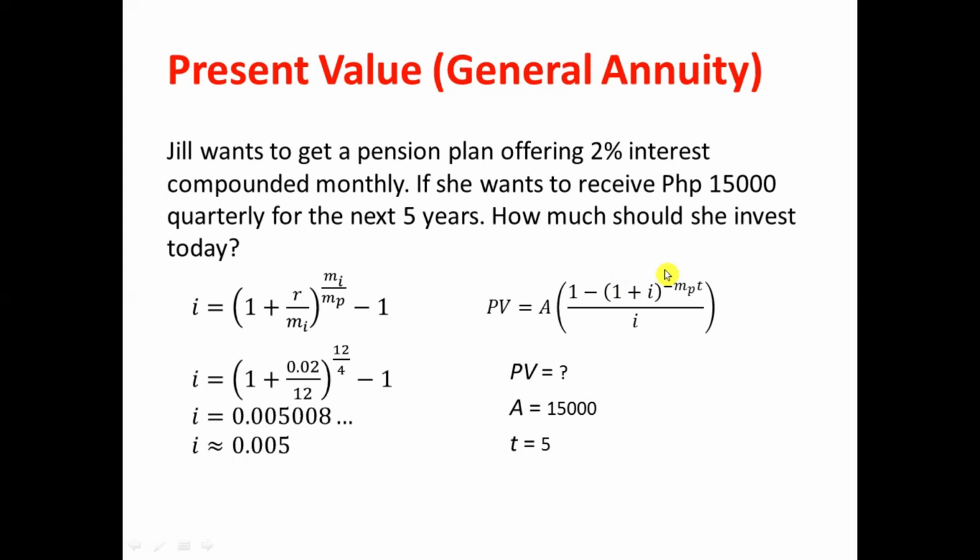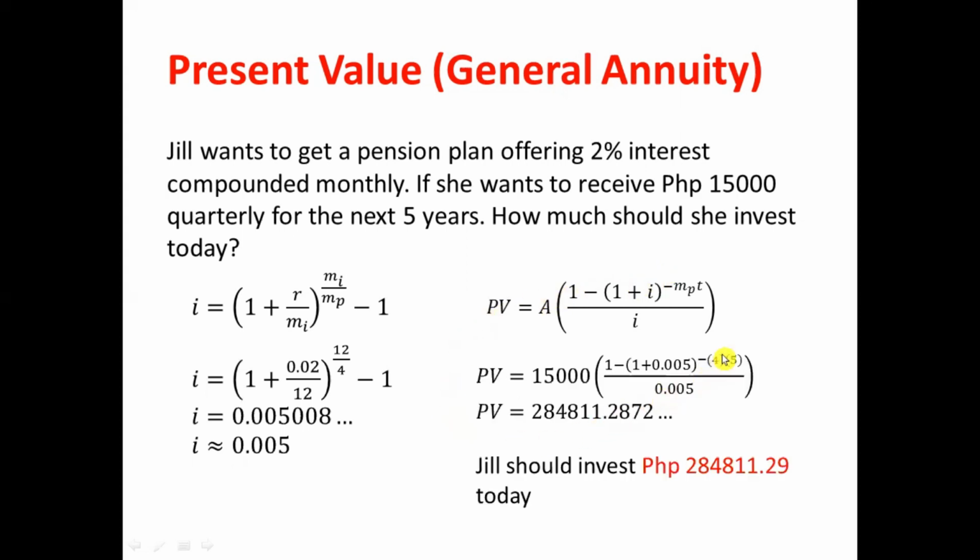And we will now substitute the values for our i to the present value formula. So for this one, Jill should invest 284,811 pesos and 29 centavos in order to get 15,000 per quarter. Okay? With the interest compounded monthly. Ayan. So that is for general annuity where the compounding period is different from the payment period.